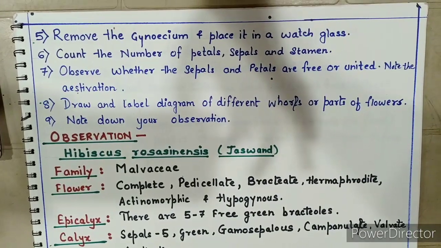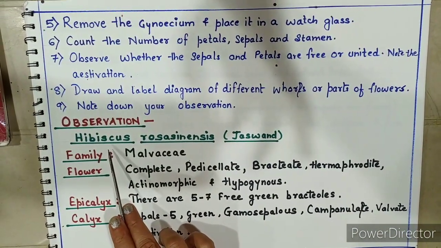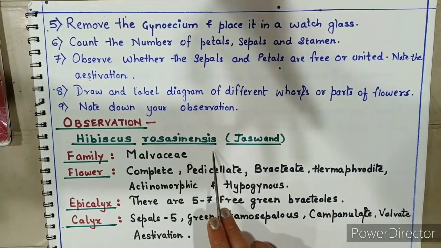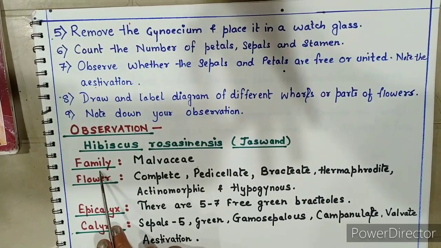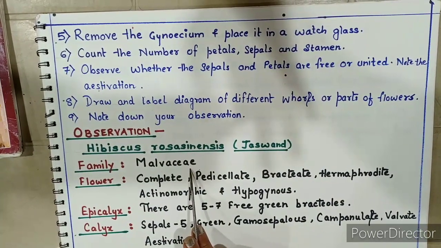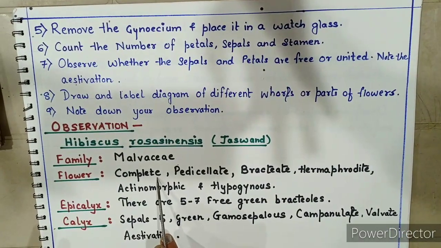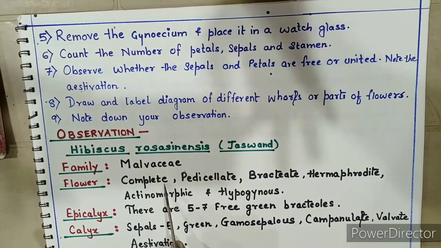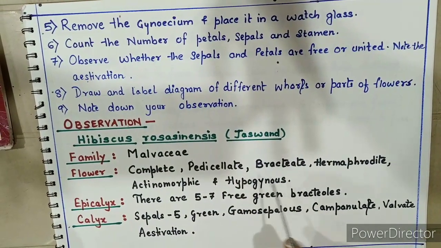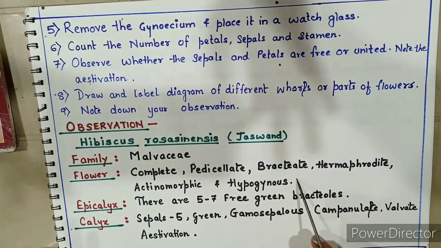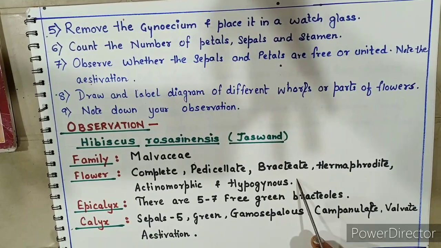Now, when you come to the observation, children, look here. We have dissected out Hibiscus rosa-sinensis, which is the China rose flower belonging to the family Malvaceae. The flower, when you observe and describe, was a complete flower showing all the whorls. It was pedicellate since the flower was having a stalk. It was bracteate since it was showing 5 to 7 small green bracteoles.